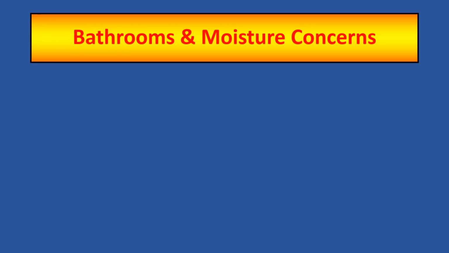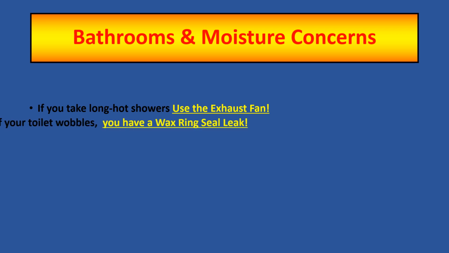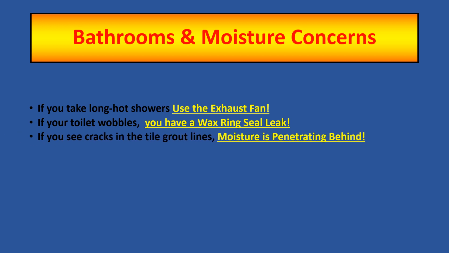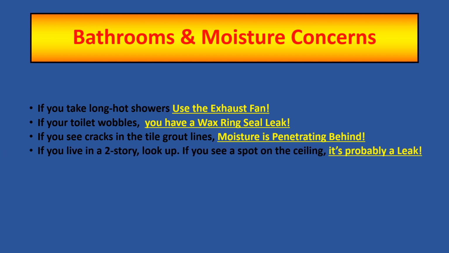Bathrooms and moisture concerns. So let's look at these. If you take long hot showers like I do, use the exhaust fan, please. If your toilet wobbles, you have a wax ring seal leak. If you see cracks in the tile grout lines, for sure moisture is penetrating behind. Now, I like to say look up. If you live in a 2-story, look up. If you see a spot on the ceiling, it's probably a leak.